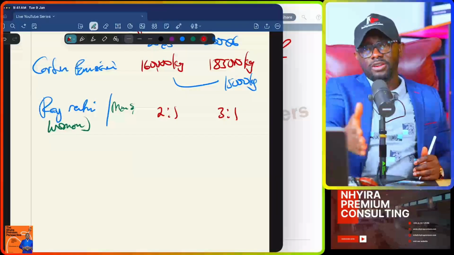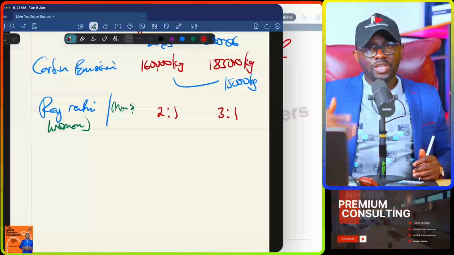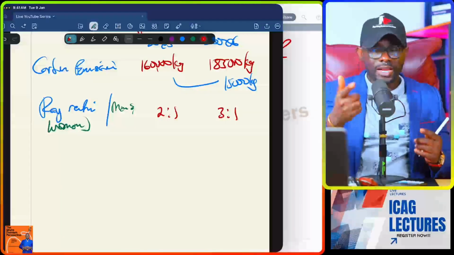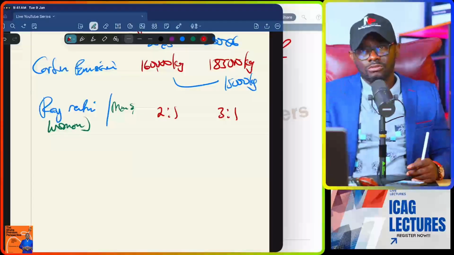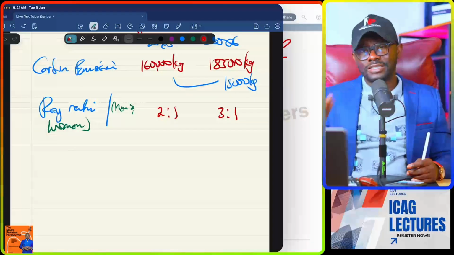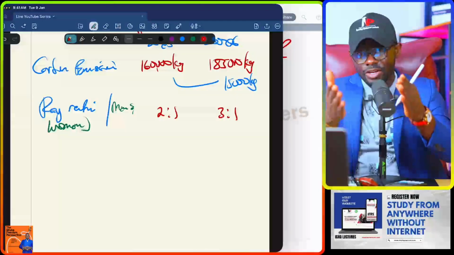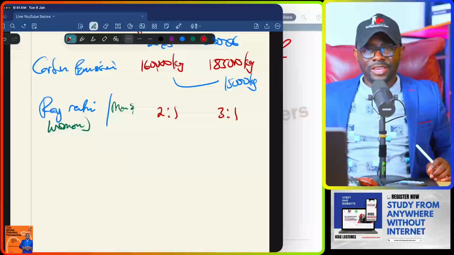Because if you're a woman and you come to this company, even if you have the same qualification with the man, he is going to be earning 3 times what you are earning, or you are going to earn 1/3 of what your male counterparts are earning. And that is not a good thing on the part of the organization.